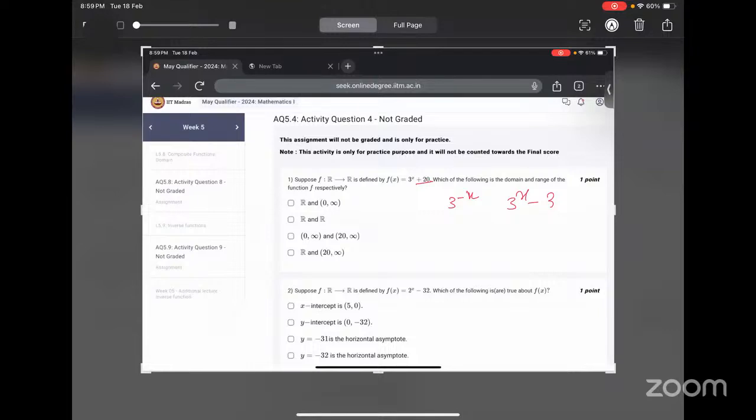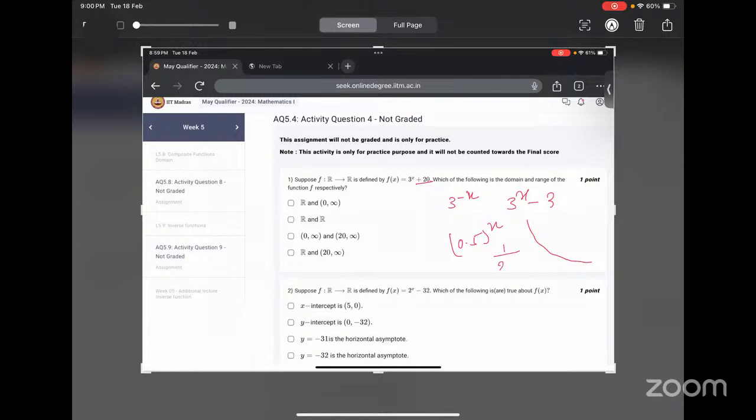So 0.5 power x. In this case, if the base is less than 1, then it is a decreasing function. Another thing is, if you have 0.5 power x, that means you can write it as 1 over 2 power x.